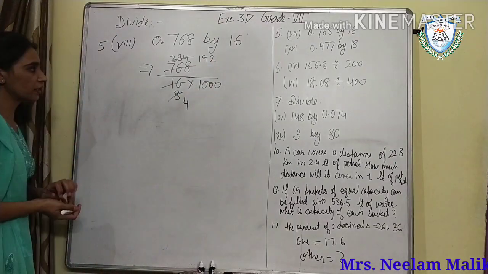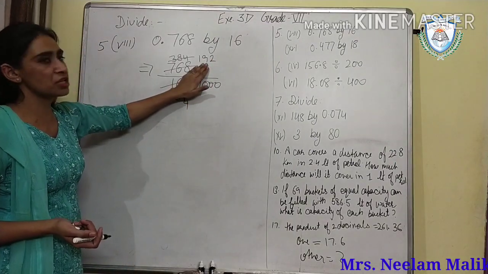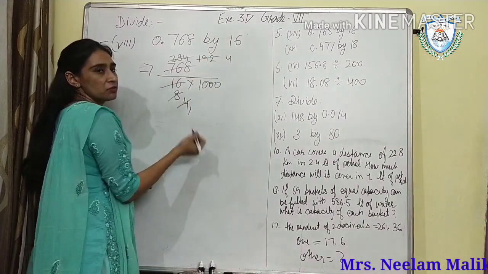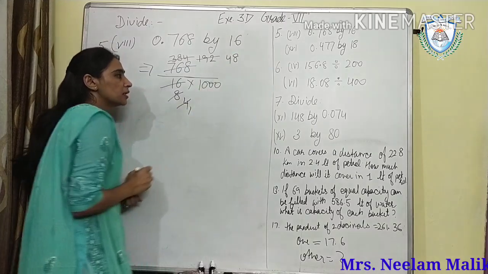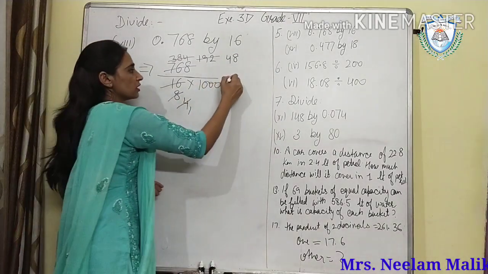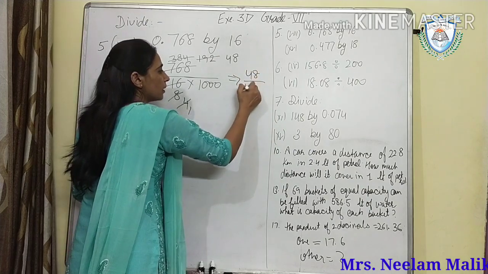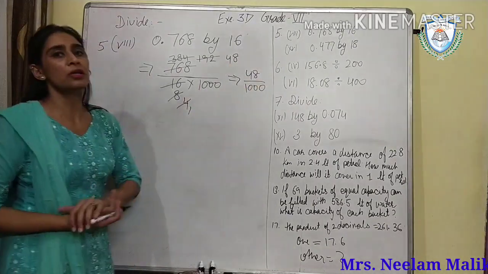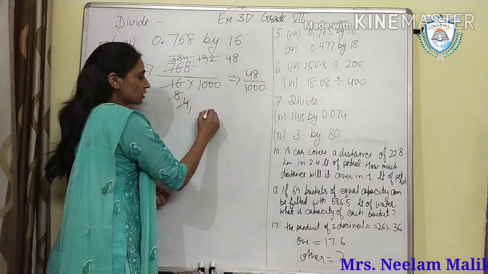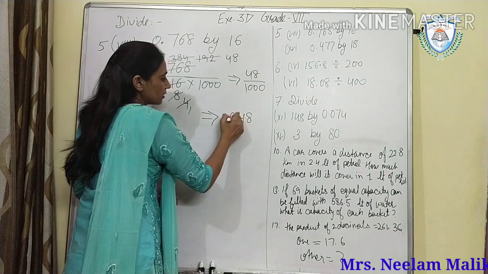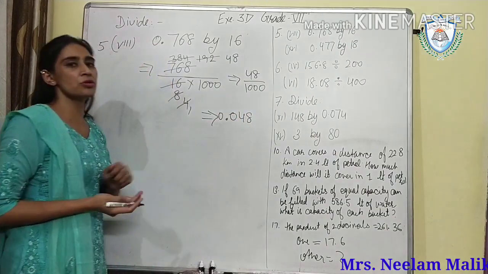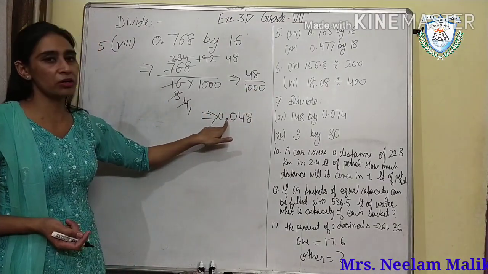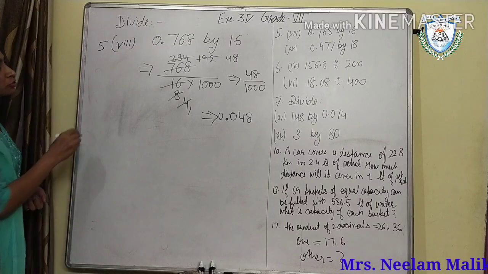First check this directly on 4. 4 4s are 16 and 3 2s. So this is completely divisible. 4 4s are 16, 3 will be left. 4 8s are 32. So what is our answer here? 48 divided by 1000. I am not cutting this 1000, because from this 1000 I can put the decimal point directly. So our answer is 0.048, because there are 3 zeros. So 1, 2, 3, the decimal point will be here. This is our answer.